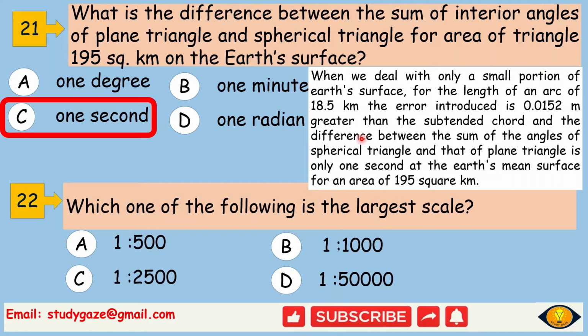Which one of the following is the largest scale? So you can see the RF is given in the option, that is representative fraction. Which RF is the bigger value? So you can see here the 1 by 500 is the bigger value than these three. So this is the largest scale question. Okay, so the answer will be A, 1:500.